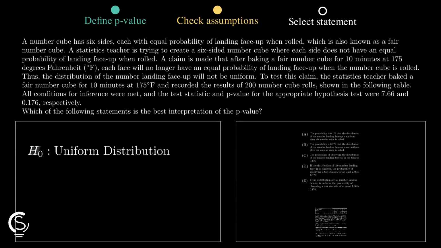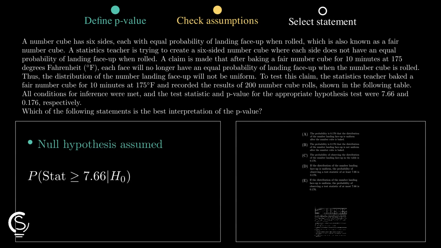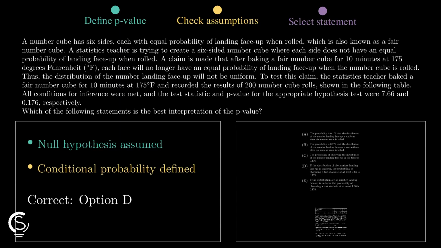The p-value is the probability of observing a test statistic as extreme or more extreme than the one calculated. Assuming the null hypothesis is true, it is a conditional probability. Options A and B incorrectly treat the p-value as the probability of the hypothesis itself. Option D correctly frames the p-value as a conditional probability of the observed test statistic.